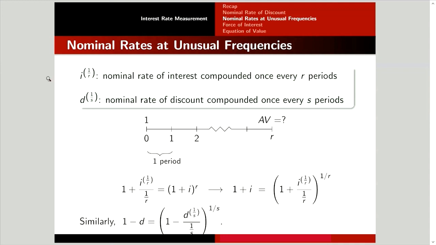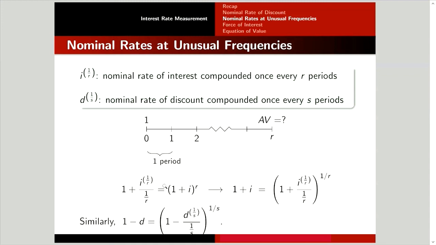Okay? Let's have this timeline. Okay? Ito yung one period. 0, 1. Or you may consider it as 1 year. Ito yung 1 year. Okay? Pag sinabing compounded once every R periods, ibig sabihin itong 1 unit dito at time 0, kaya mo tong i-accumulate ng isang laktaw lang dito agad sa R. Like isang arrow going to R.